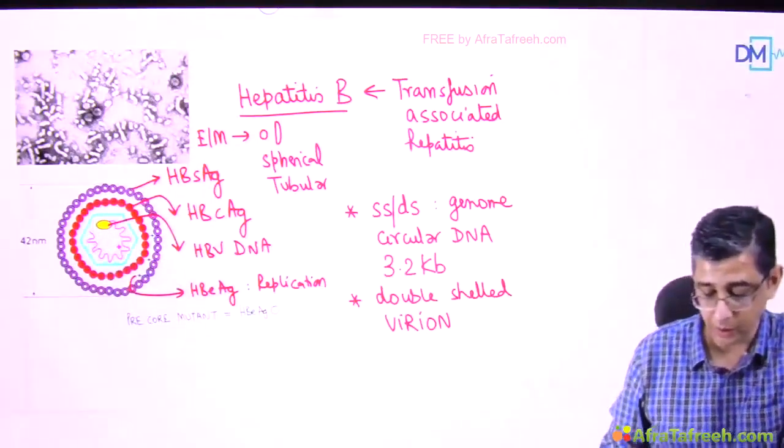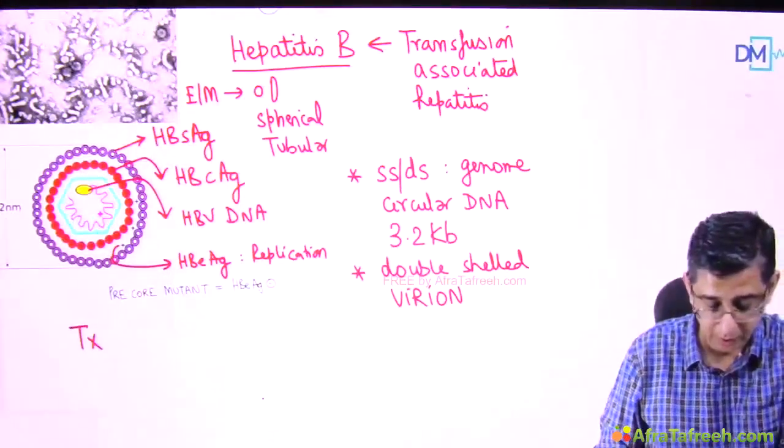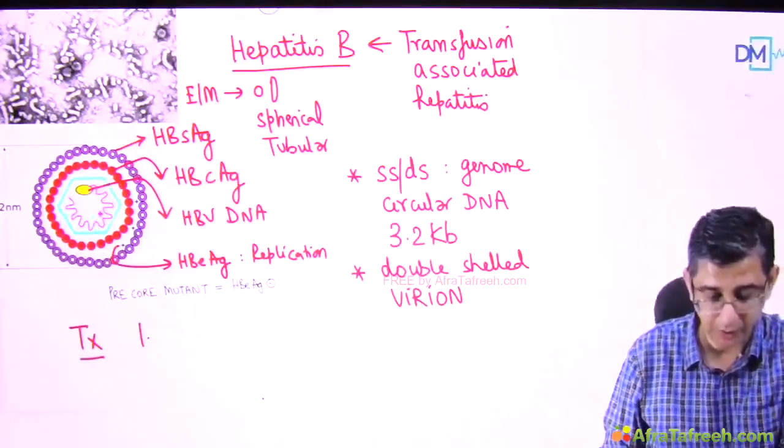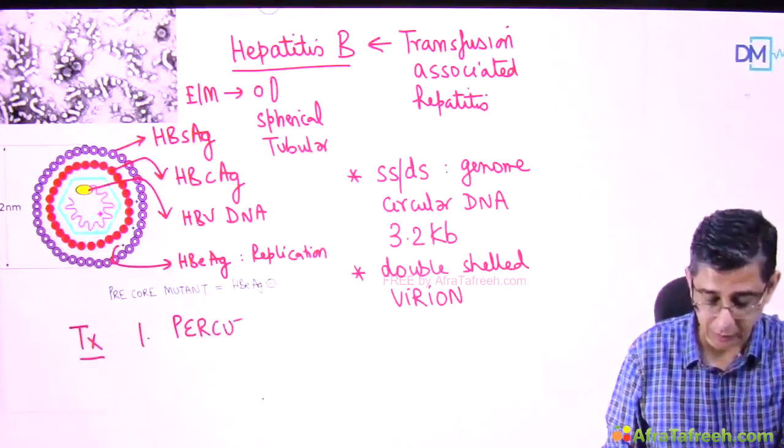So we will next study how this virus is transmitted, the routes of transmission to be remembered, and the most common route of transmission in young people is mainly sexual contact, or it is percutaneous route of transmission, which would be responsible for spread from one person to another.